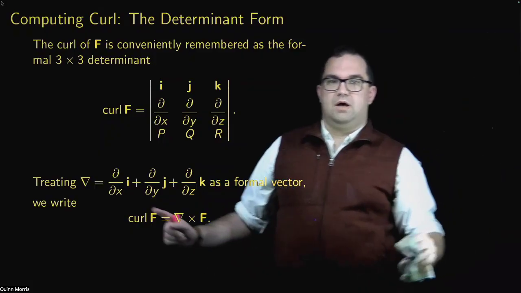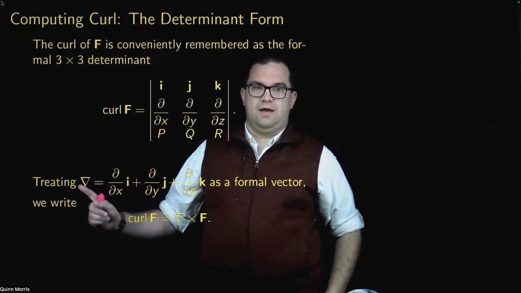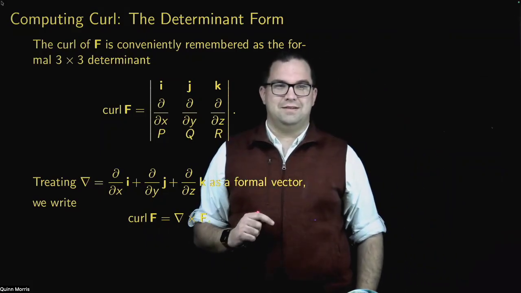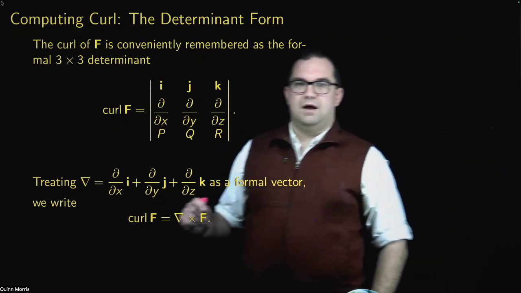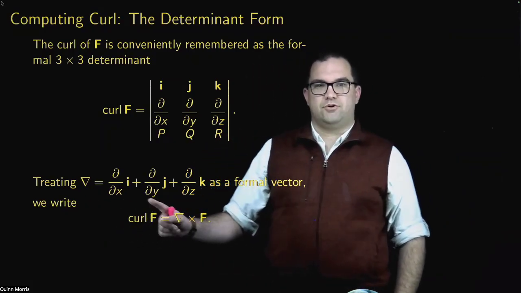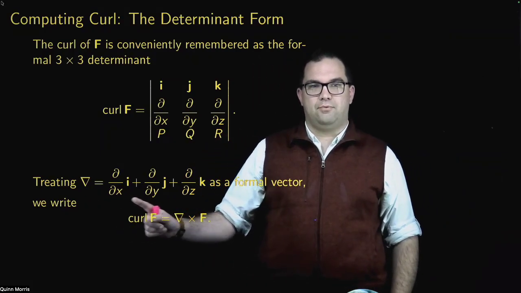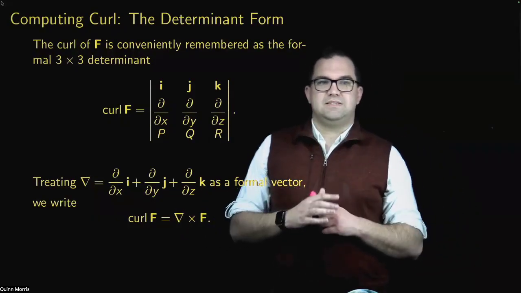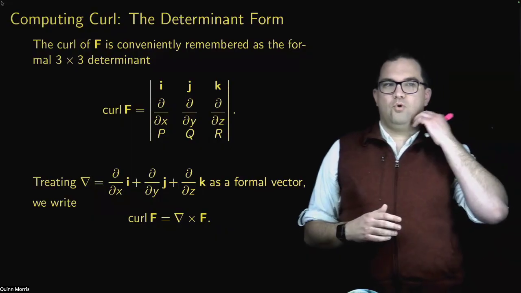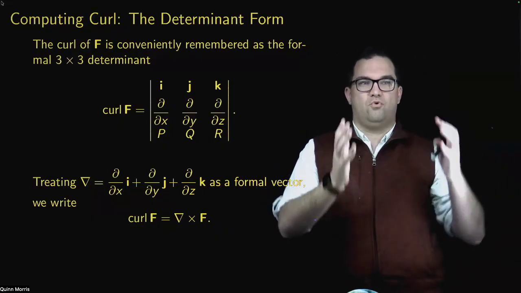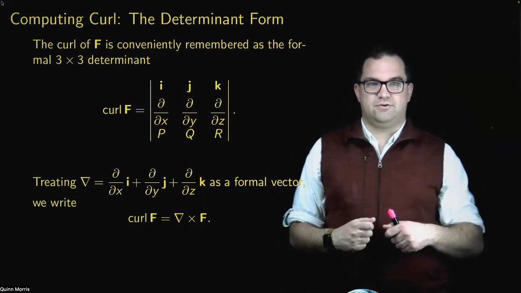So this upside down nabla is backslash nabla in TeX, but this really isn't a vector because the x component here is an operator, the y component is an operator, the z component is an operator. So this is an operator. When we say it's a formal vector, we're really saying it's not really a vector. We're just going to formally think about organizing it as a vector.